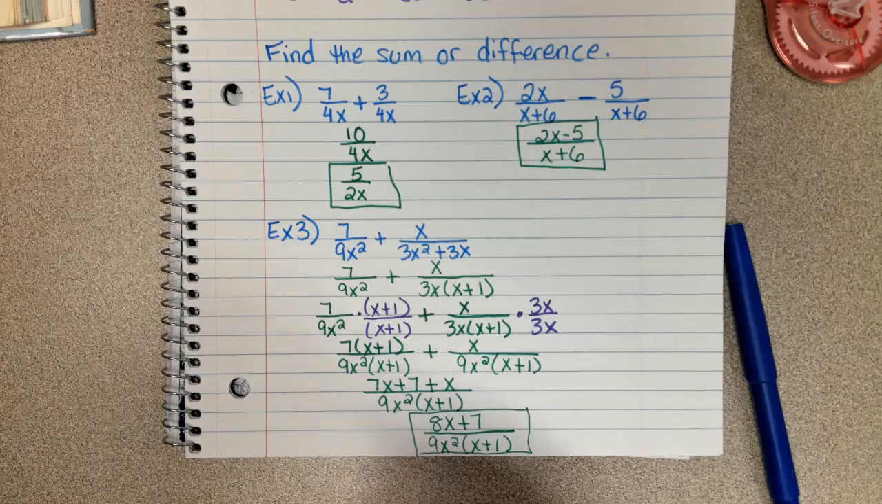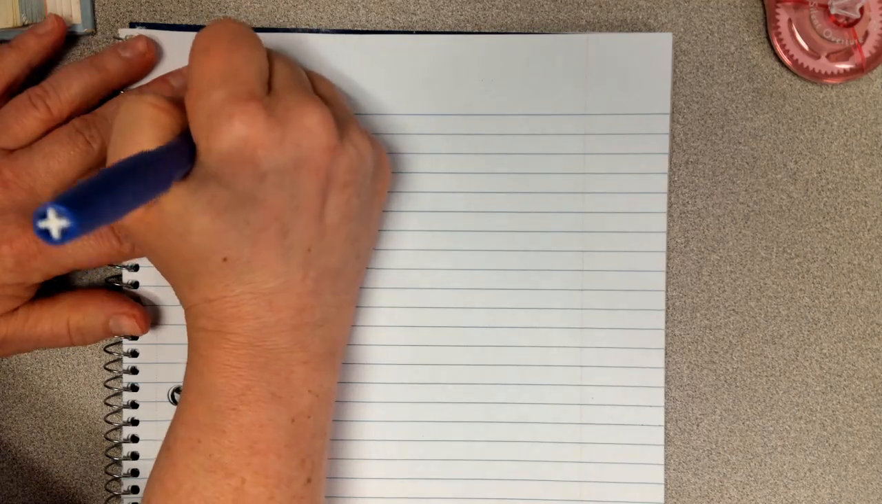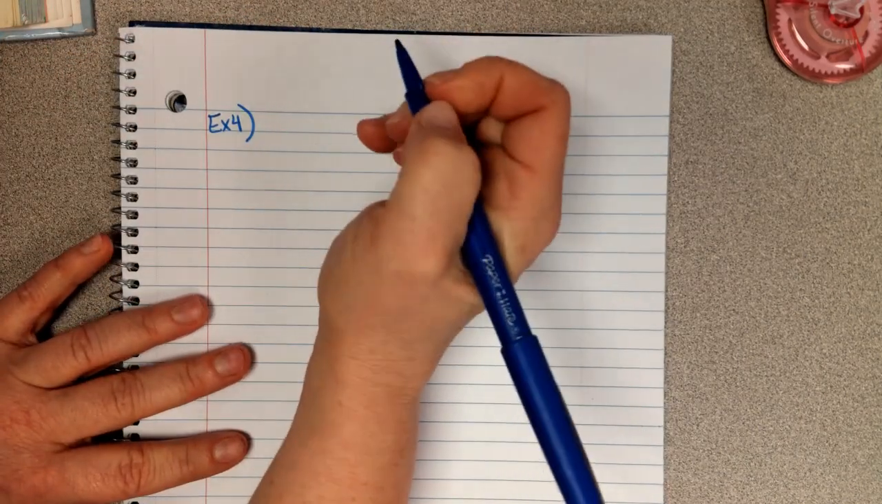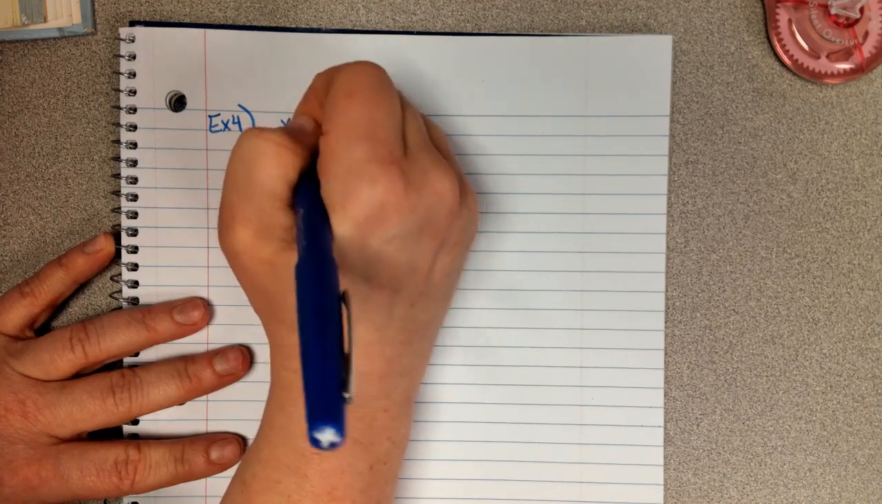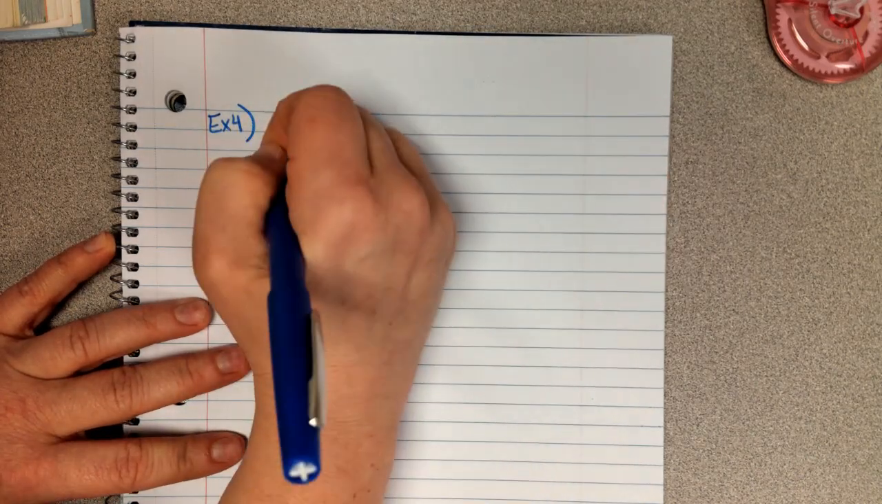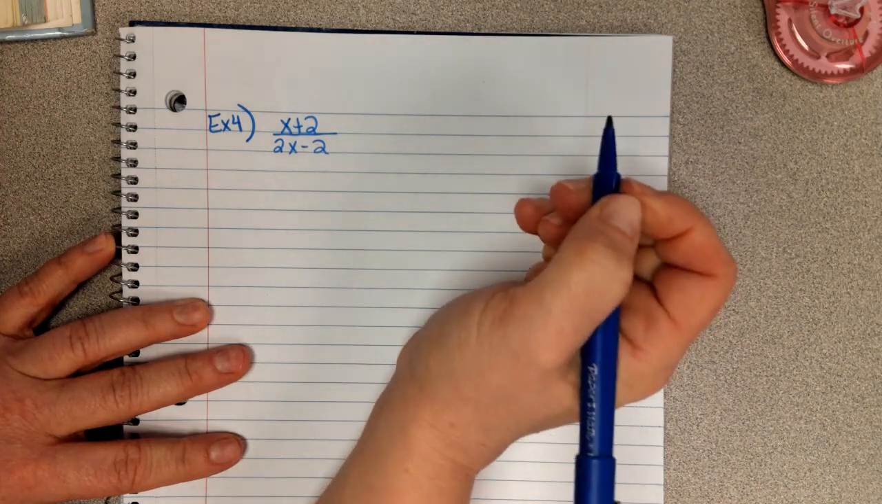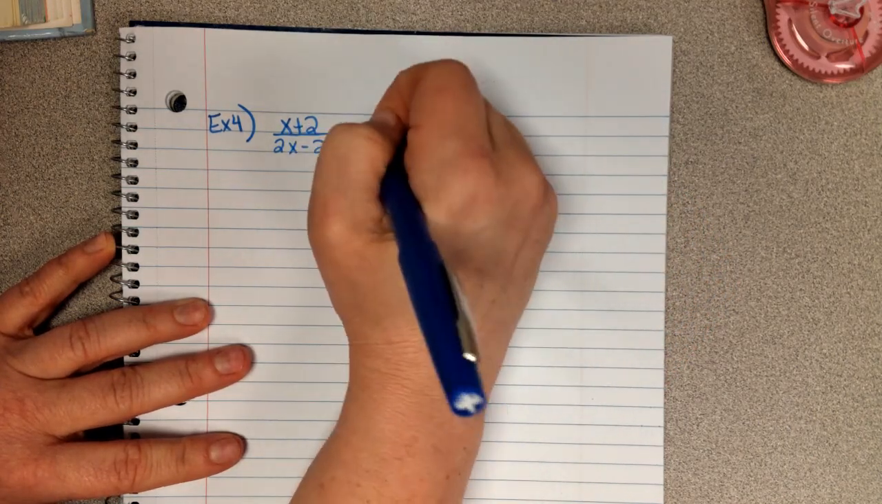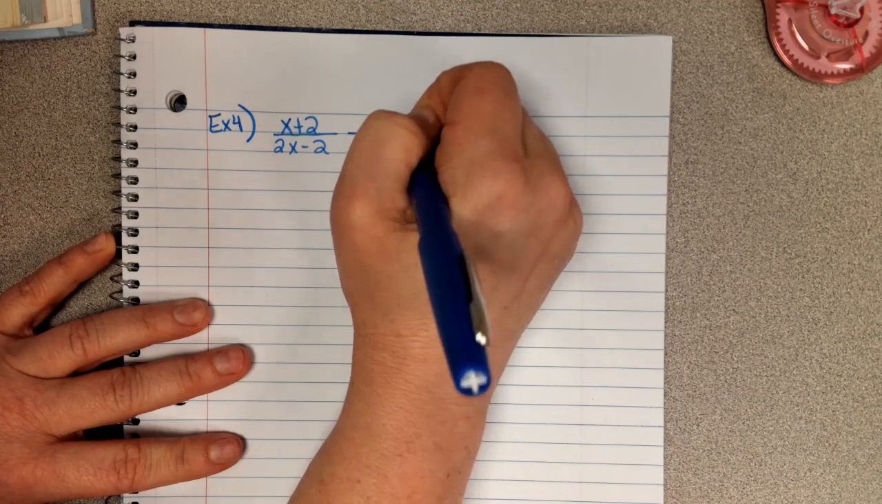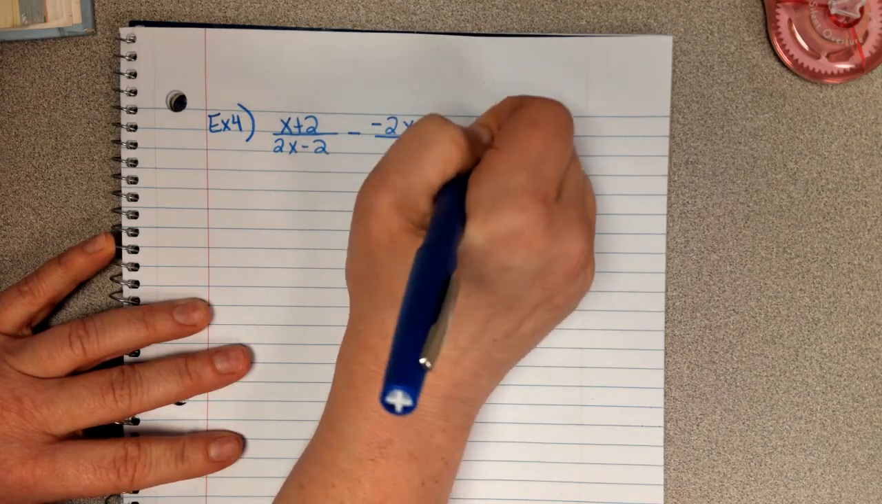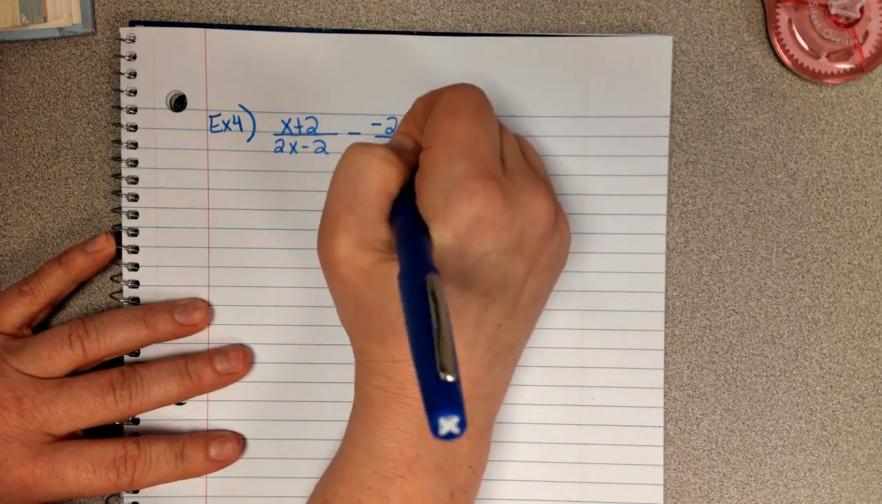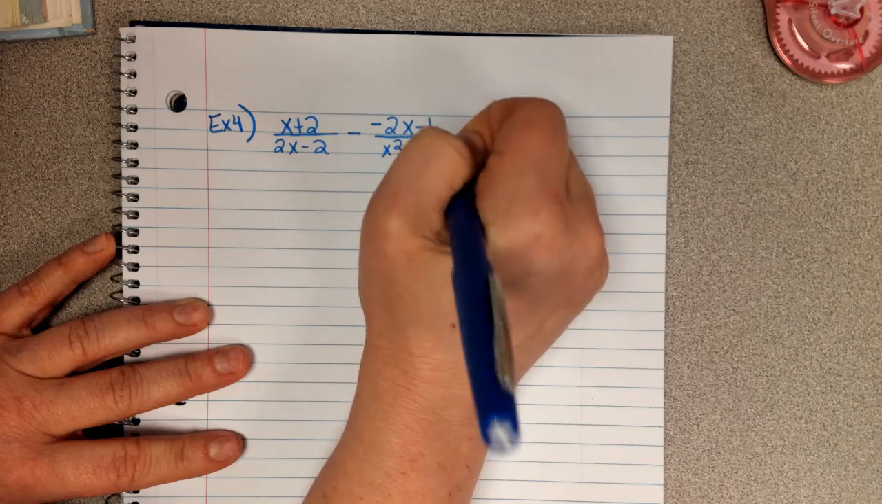Example 4. Let's do it. All right, let's say we have x plus 2 over 2x minus 2. Oops, did I say 1 or 2? It's 2. 2x minus 2, minus negative 2x minus 1, divided by x squared minus 4x plus 3.